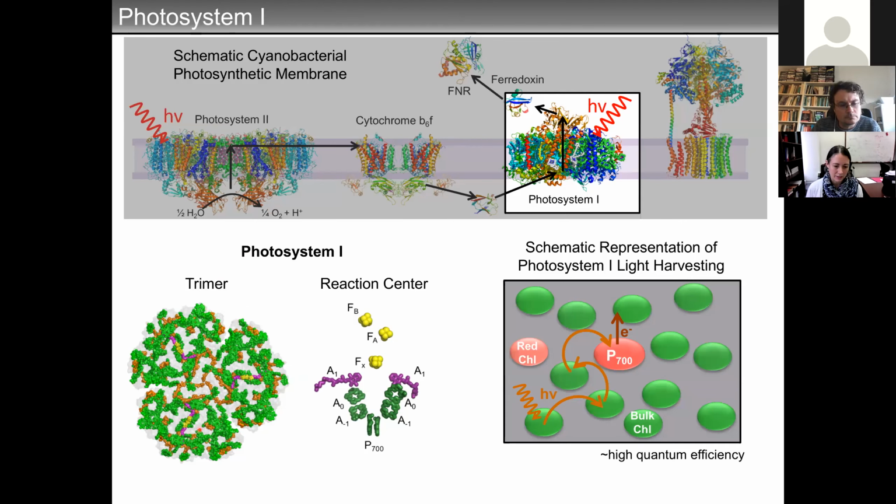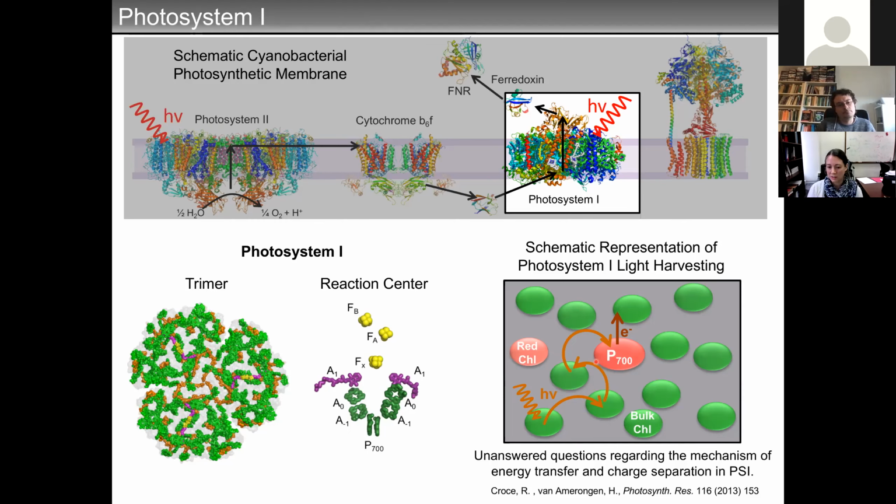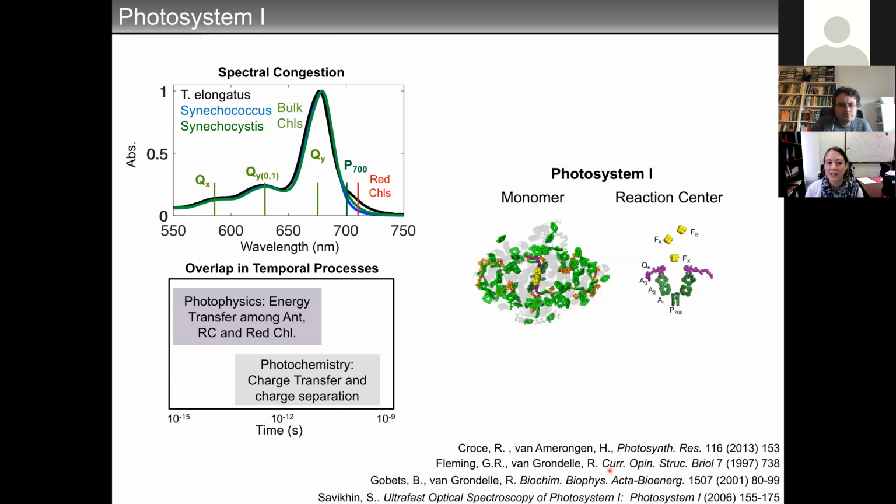We know a lot about this, but there are still unanswered questions regarding energy transfer and charge separation in this system, specifically focusing on these red chlorophylls. How are the red chlorophylls connected to the other antenna chlorophylls or the reaction center? What's the identity of the red chlorophylls? There are still questions about which chlorophylls are actually the red chlorophylls. And there are also questions regarding the initial charge separation event. There have been a lot of studies here; I'm just highlighting some reviews. So one question is, why are there still unanswered questions?